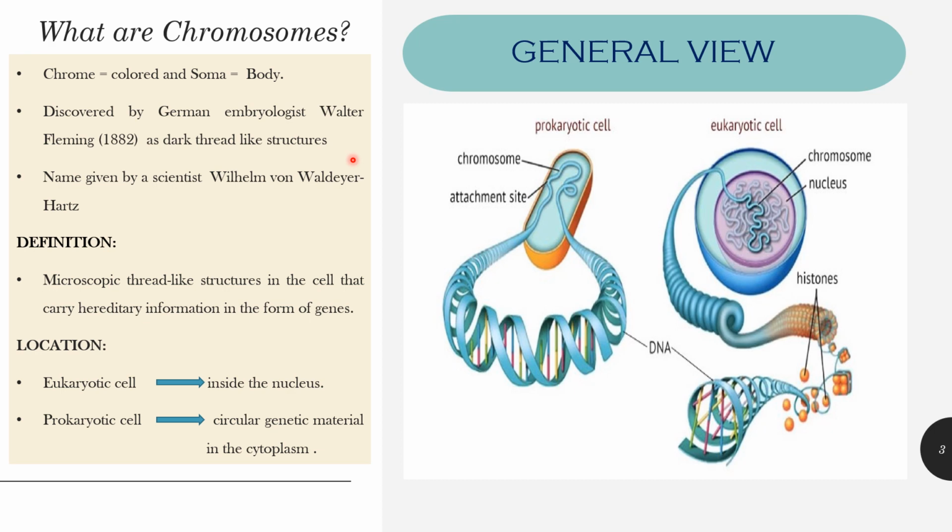According to him, these are not colored themselves, but they easily accept dye or stain and take patterns of light and dark when exposed to different stains that are used to identify chromosomes. These chromosomes are macroscopic thread-like structures in the cell and they carry hereditary information in the form of genes. The chromosomes are located inside the nucleus of every eukaryotic cell. In case of prokaryotic cells, these are present as circular genetic material in the cytoplasm because prokaryotes do not have a well-defined nucleus.